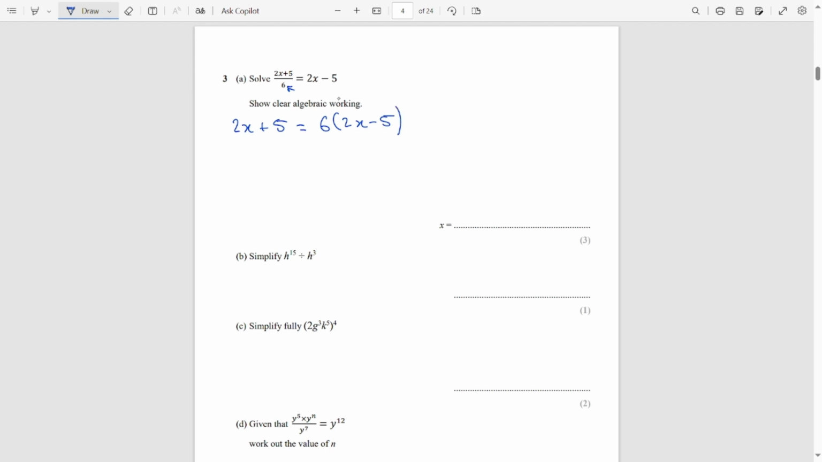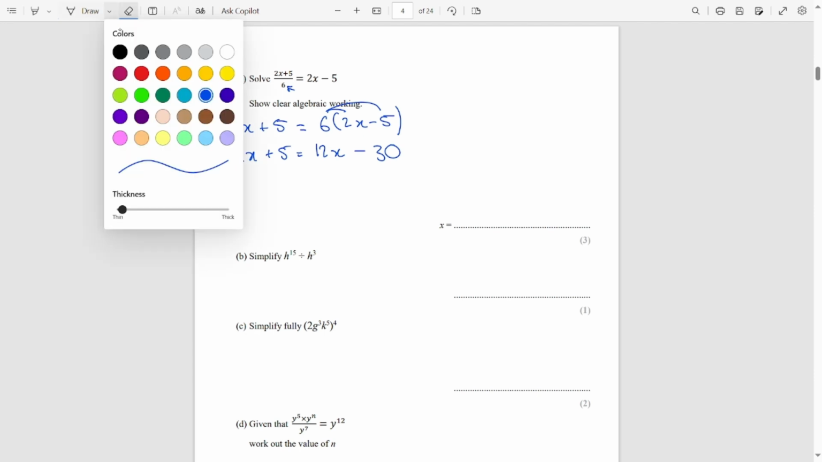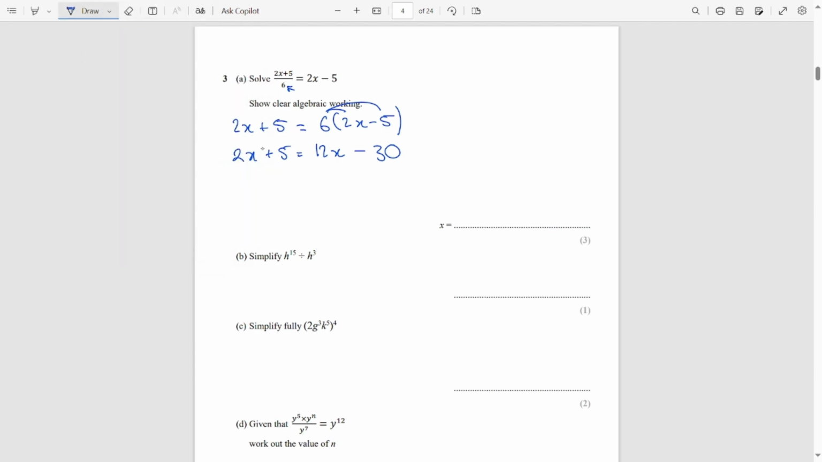Now my next task is to expand this bracket. So I have 2x plus 5 is equal to 12x minus 30. Now you can see I have some terms that have x in them, some terms that are just numbers. I want to get all the x's onto one side, all the numbers on the other. So what I'm going to do is take this 2x here onto the other side, and I'm going to subtract 2x from both sides.